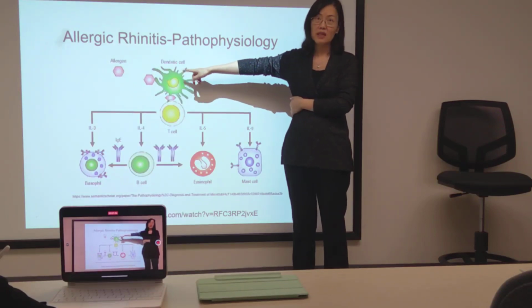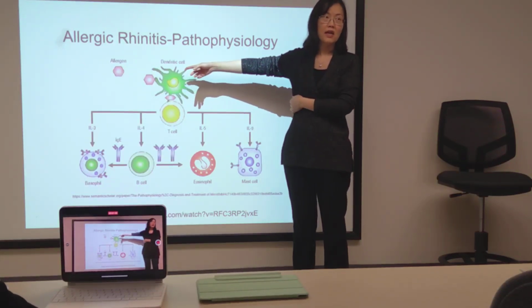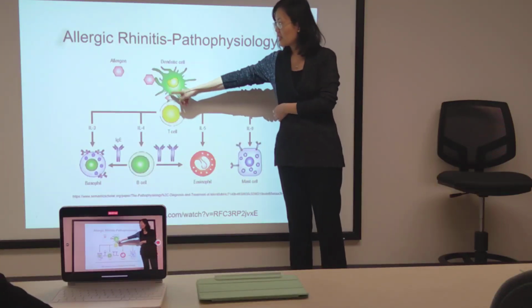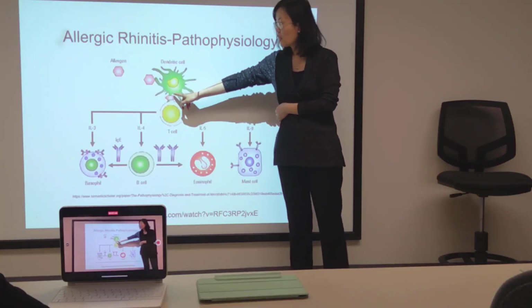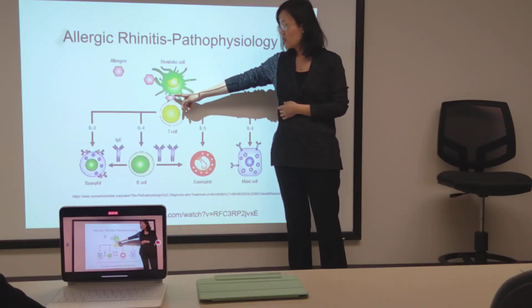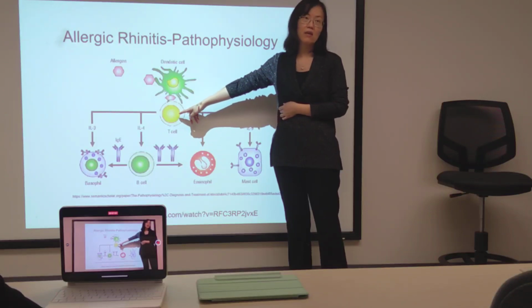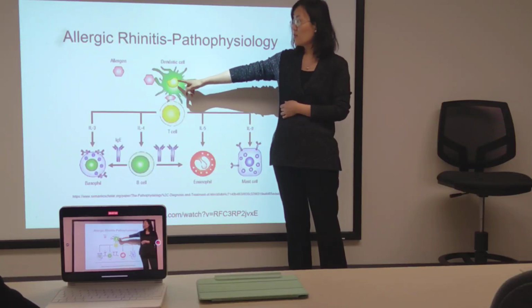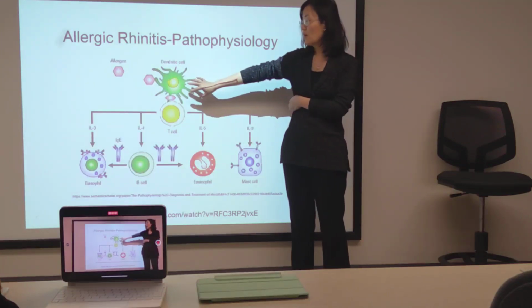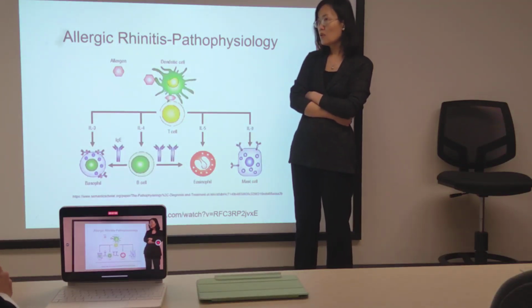It receives the information from the pollen, for example, the allergen, and then it processes it. It becomes different when it's presented on the surface again after being processed, and then this can be recognized by the T cell. So this is the antigen presenting cell. This is a very important cell in immune reaction, right?